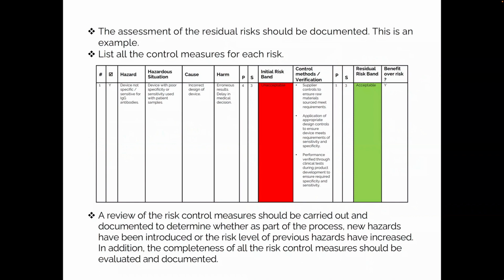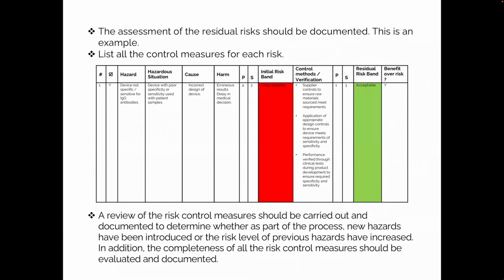So this is a general example of a risk grid in terms of a risk assessment. In this product, you've got a device that tests for antibodies. So you've got a hazard: the device is not specific for those particular types of antibodies, and that could cause a hazardous situation, in that you could have a device with poor specificity or sensitivity, and the cause of that could be incorrect design of the device.